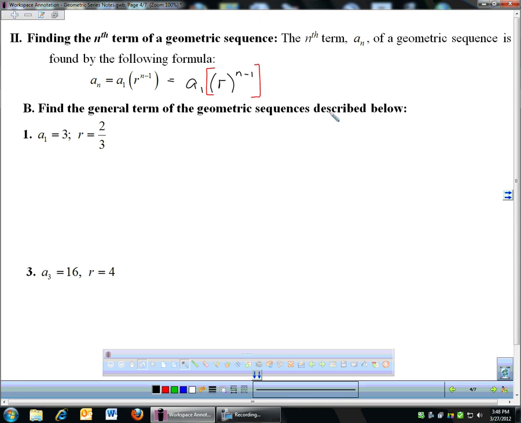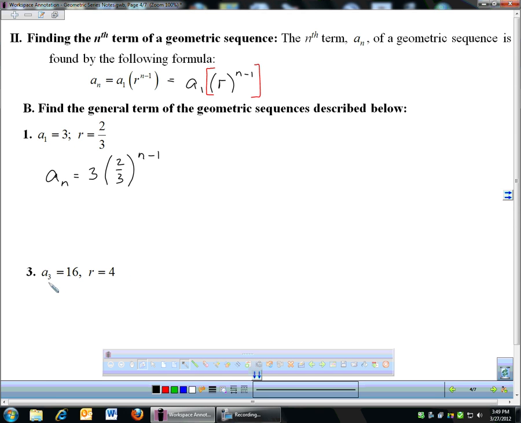And I ask you to write the general term. The general term is you just plug in the first term and the ratio. So number one, I gave you the first term. So my nth term, my general term, is my first term, 3 times the ratio to the n-1. And that's all there is to that one, because I gave you what you needed.